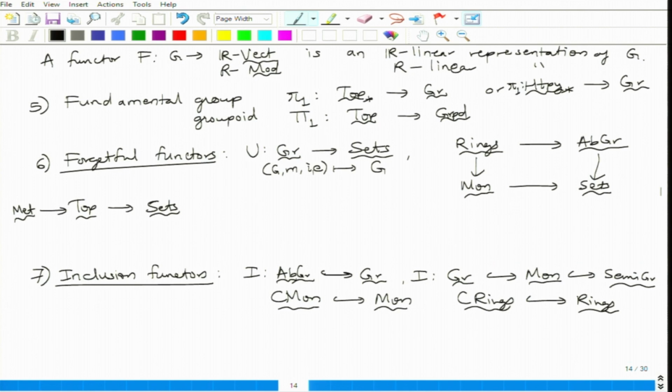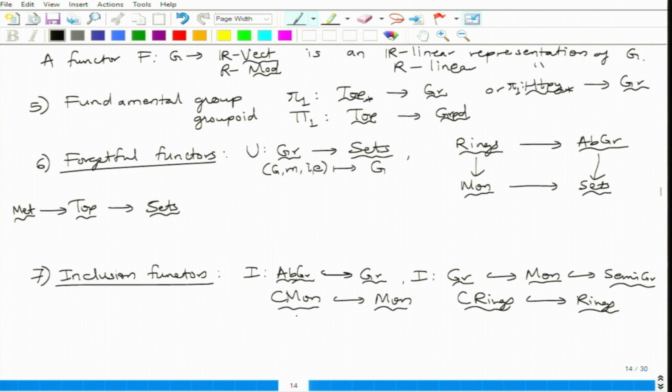Yes. That was just a typo. Okay. You can get commutative monoids from abelian groups, right? And how do we do that? By way of an inclusion functor, in a similar way from groups to monoids.